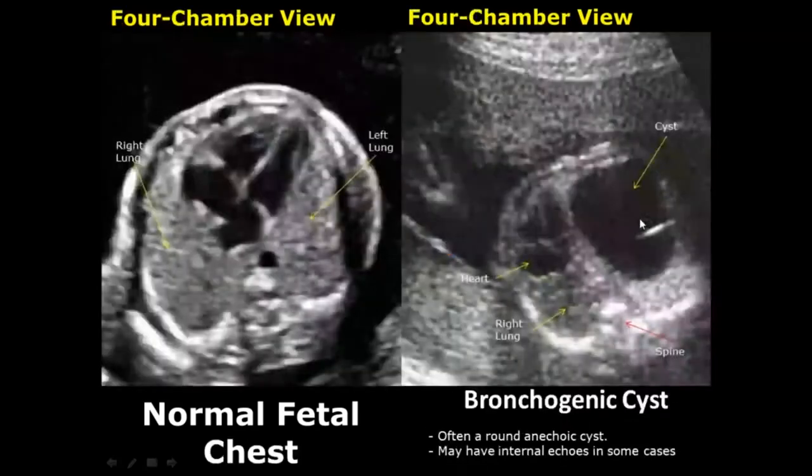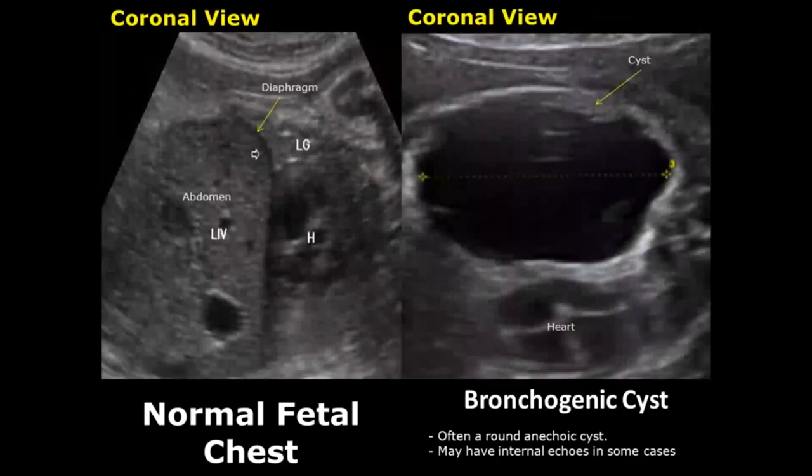A bronchogenic cyst is a lung cyst which appears as an anechoic cyst, and it may have internal echoes, and if it is large enough it may cause a mediastinal shift. Here is a large bronchogenic cyst in the coronal view causing mediastinal shift.